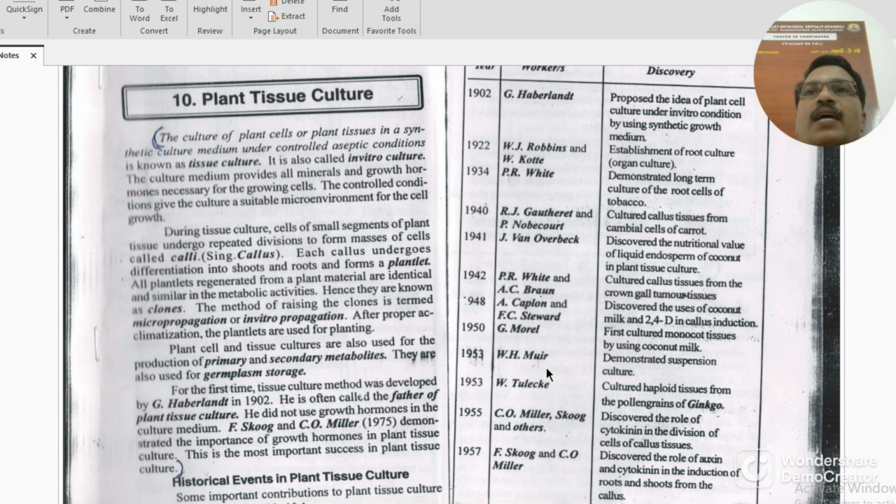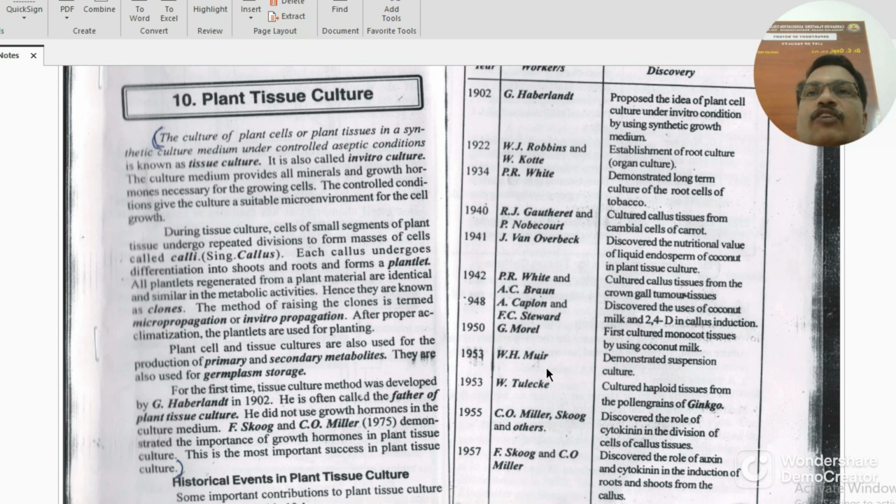Okay, all the plantlets regenerated from the plant material are identical. That means the plants are identical. From a single cell developed as a tissue, from the tissue you can develop more than 100 plantlets. For example, those 100 plantlets are identical. That is the great significance, morphological and physiological. Hence it is known as a clone. So identical plants are developed, which are called clones. The method of raising clones is termed micropropagation or in vitro propagation.